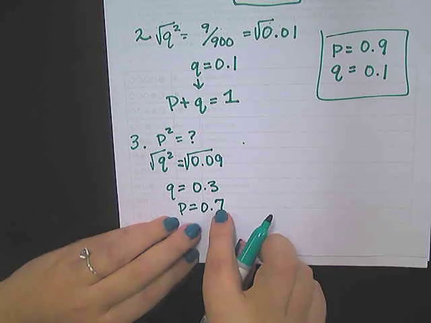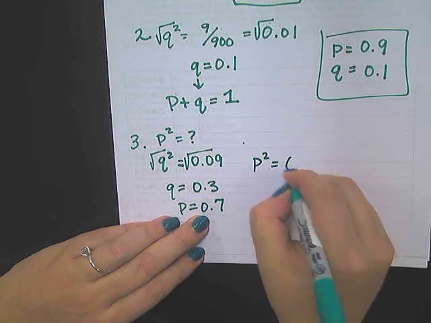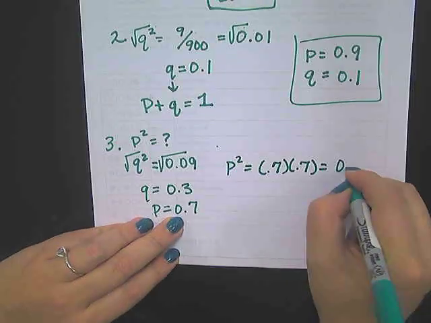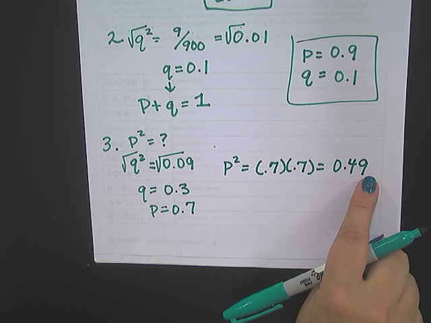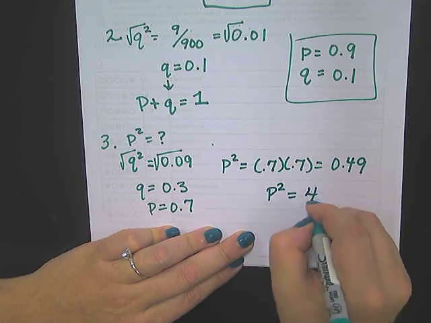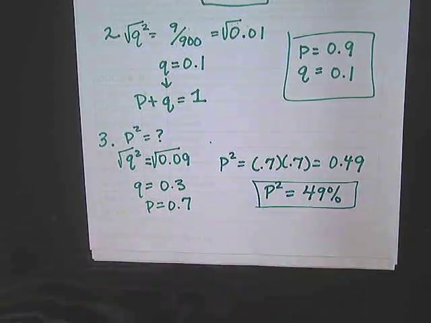Then you can take that number and plug it into this value, so p squared equals 0.7 times 0.7, and that is 0.49. But the question is asking us to express it as a percentage, so I multiply that by 100, p squared is equal to 49%. Final answer.